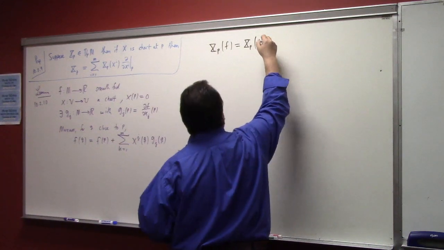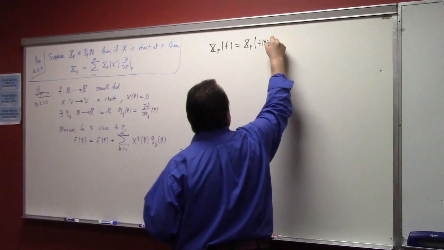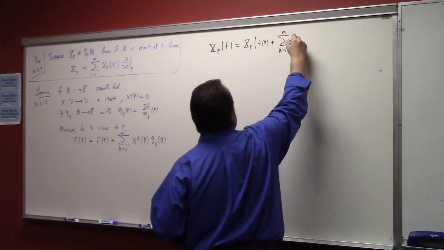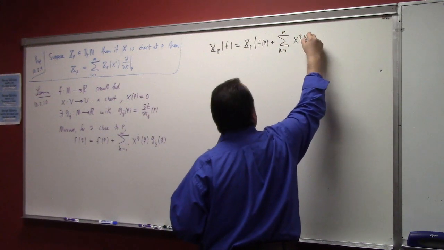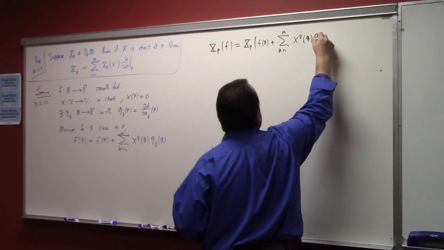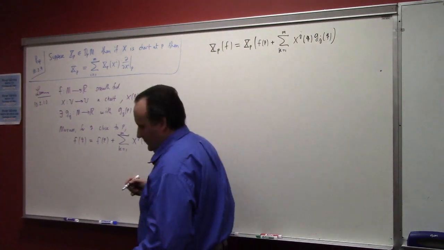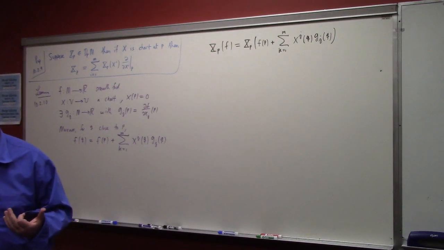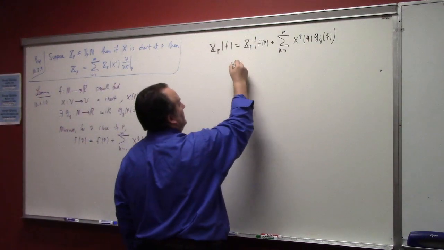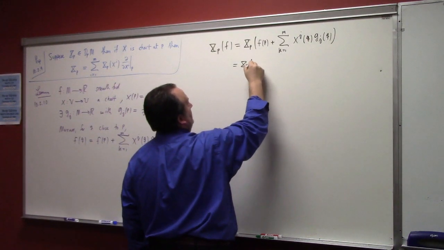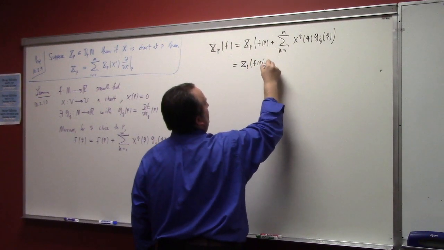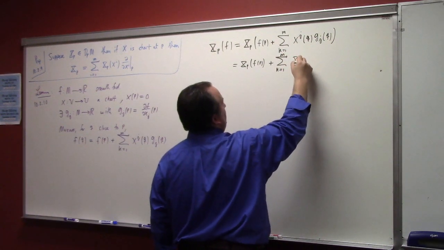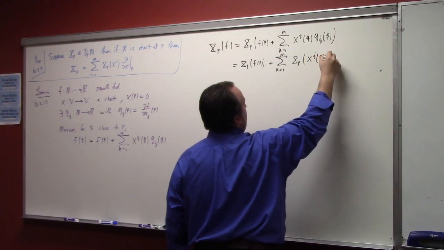So we can write the formula for f as f of p plus the sum k equals 1 to m of x upper j of q times g_j of q. That is what we're feeding into the derivation. And then by linearity, we get X_p of f of p, plus the sum k equals 1 to m of X_p acting on x upper j of q times g_j of q.